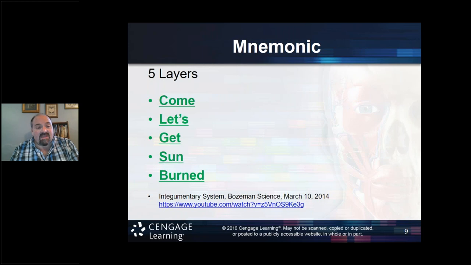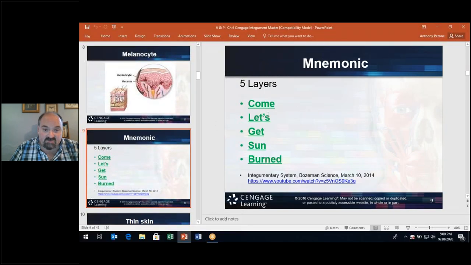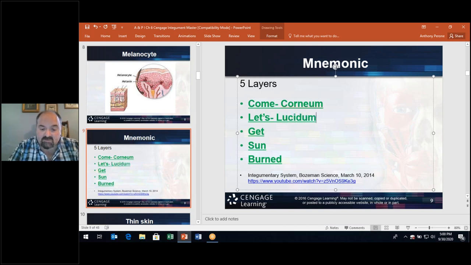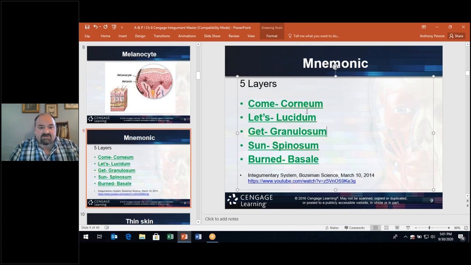So here's this mnemonic regarding the five layers. This would represent thick skin. Know that, and let me put this here, so you could make a note. Let me give you what it is. Corneum. Lucidum. Granulosum, spinosum, and the basal layer. Okay, so these are the layers. This would be the outermost layer.